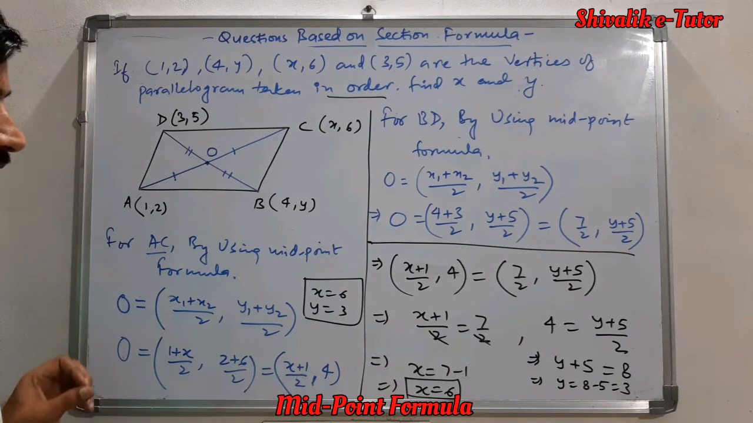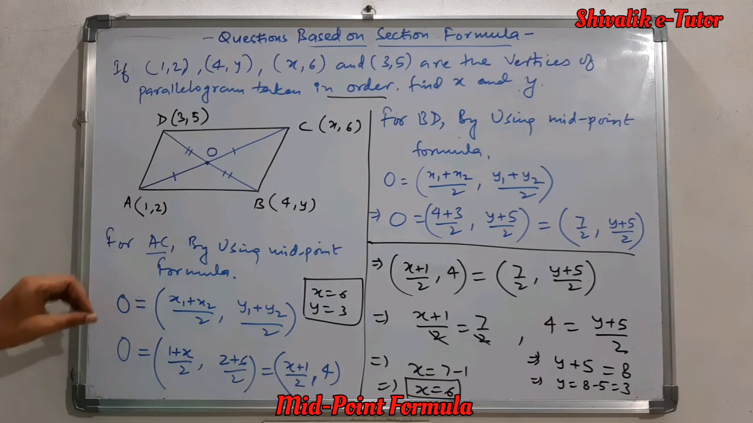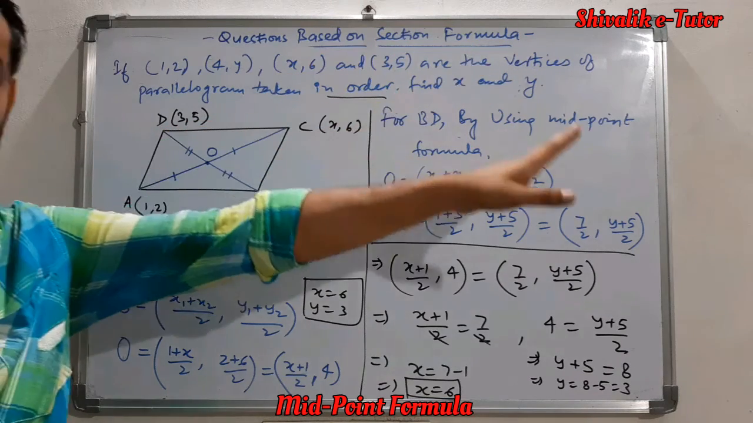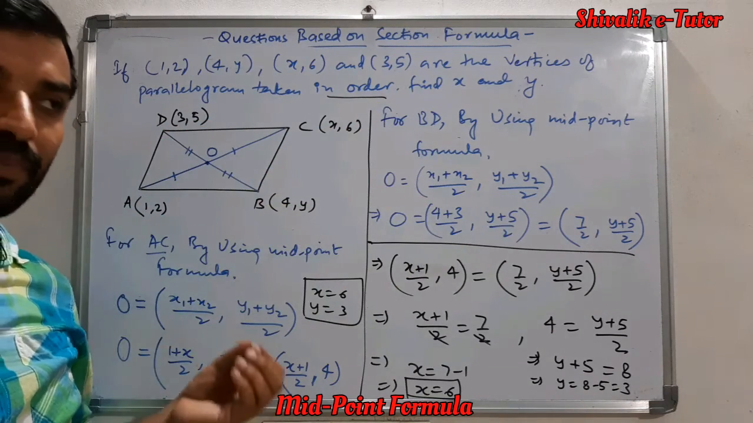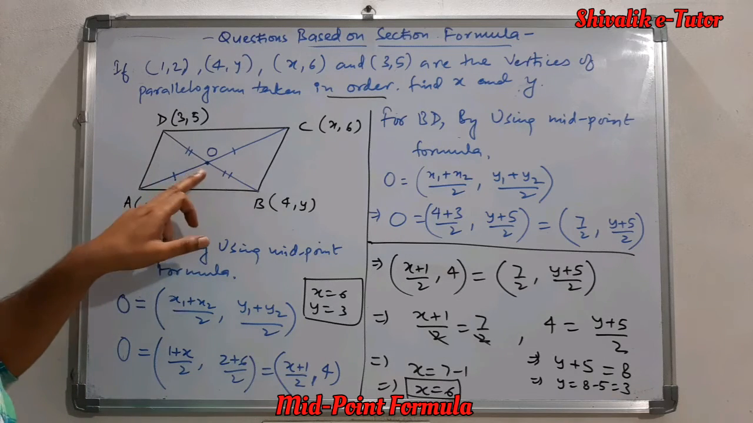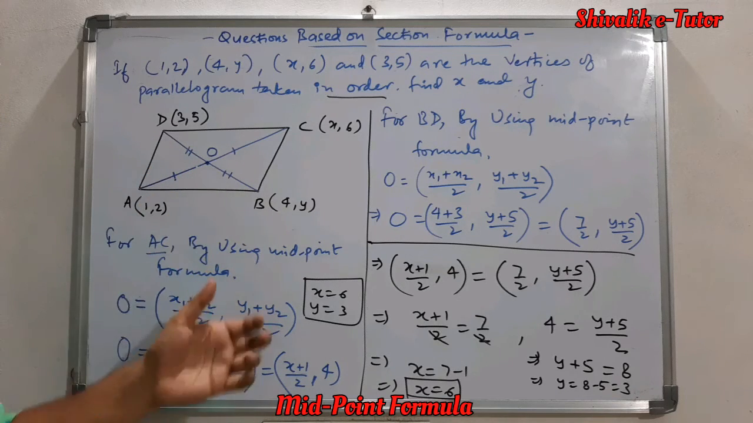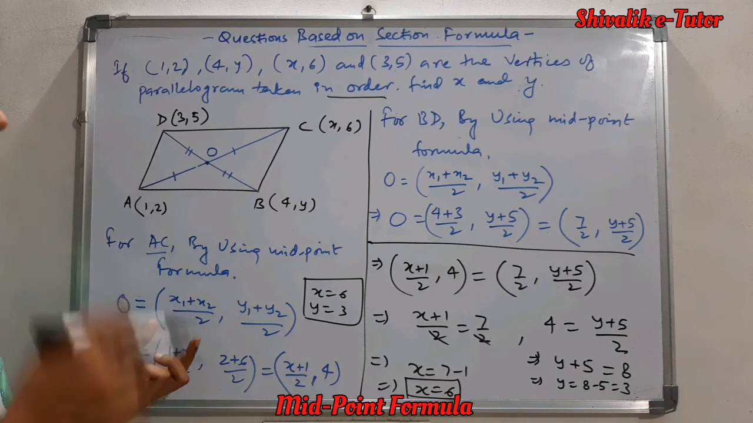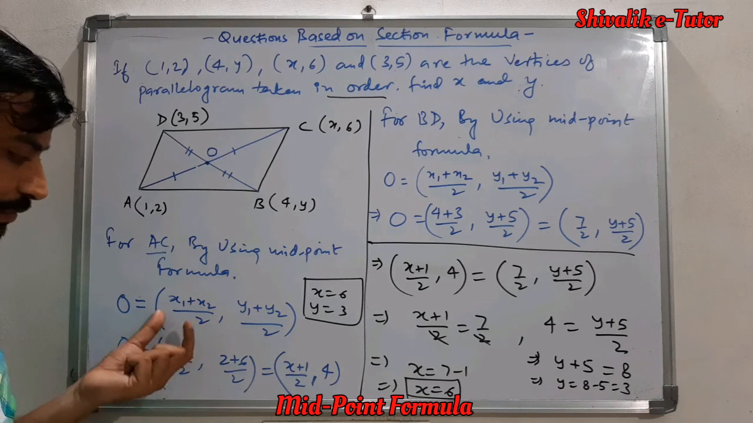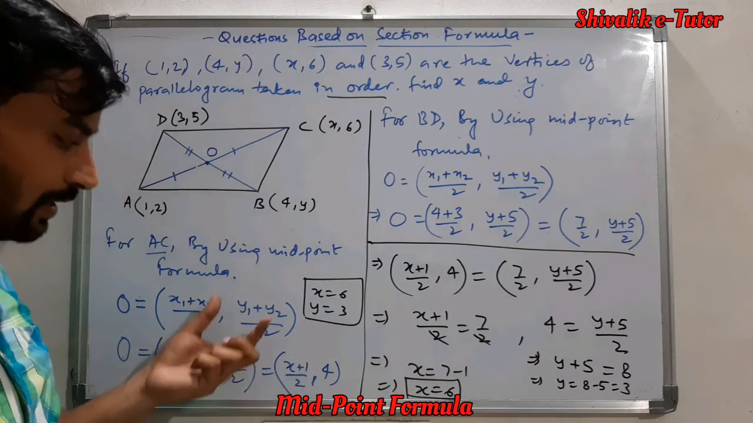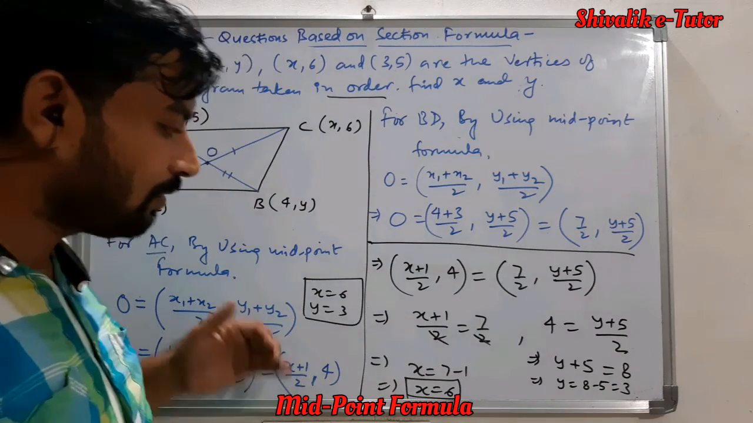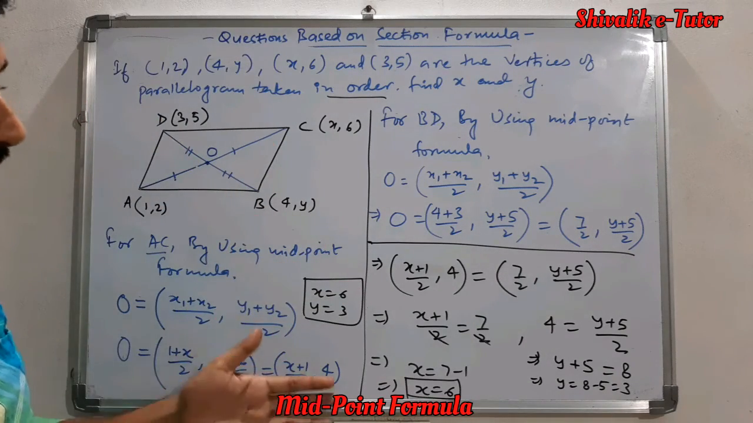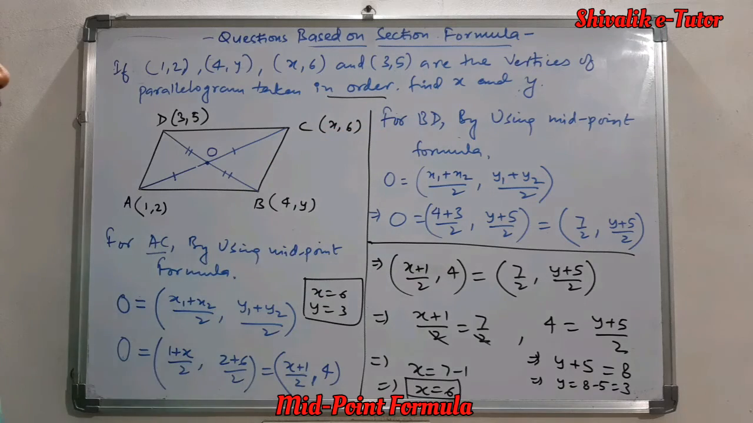So this is the required value of x and y, and this is a very good application of the midpoint formula, which is nothing but another form of the section formula, in which the point in between the line segment is the midpoint of it. We can modify the section formula so that we have the midpoint formula, that is (x1 plus x2) by 2 and (y1 plus y2) upon 2. By using that, we are able to solve this question and get the values of x and y.